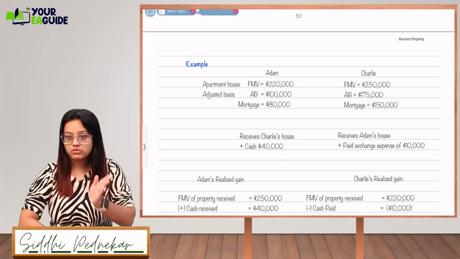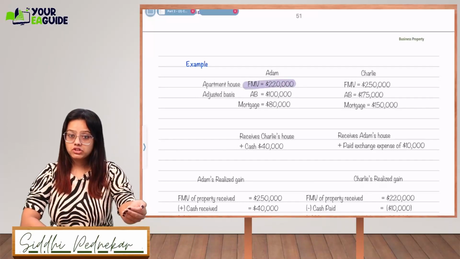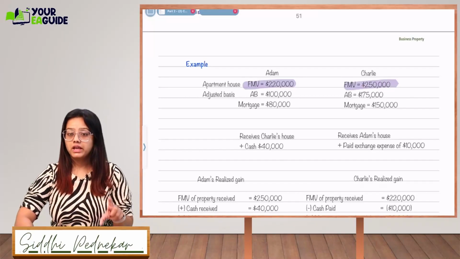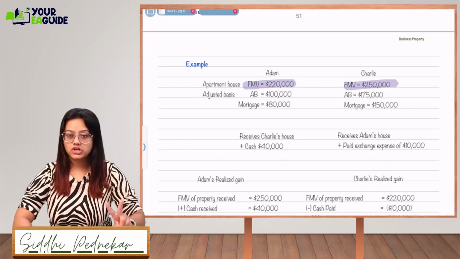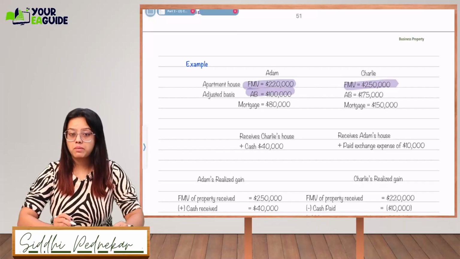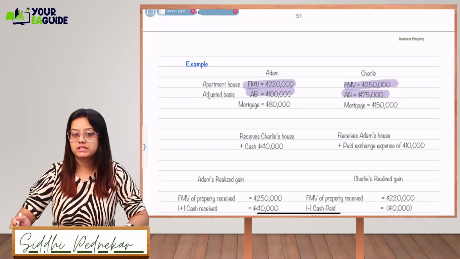The FMV of the property which Mr. A is transferring to Mr. C is 2,20,000, and the property which Mr. A is going to receive, the FMV of that property is 2,50,000. They will give you FMV, they will give you adjusted basis, they will give you the mortgage attached to it. So the adjusted basis of this property is 1 lakh, the adjusted basis of Charlie's property is 1,75,000.